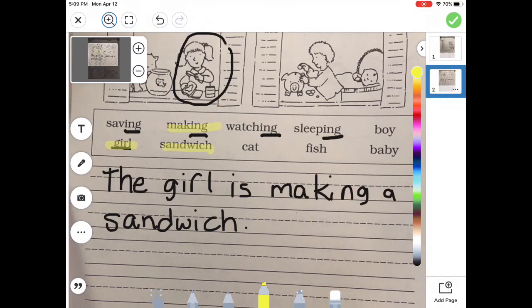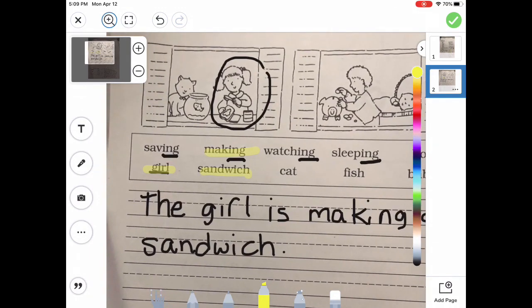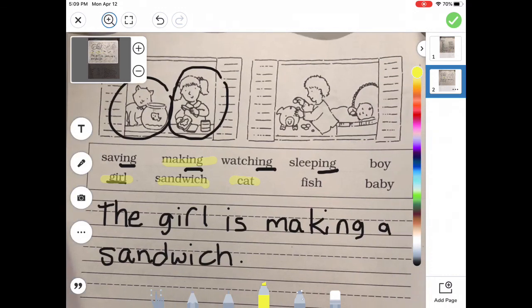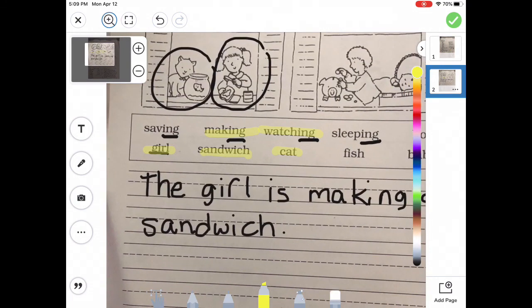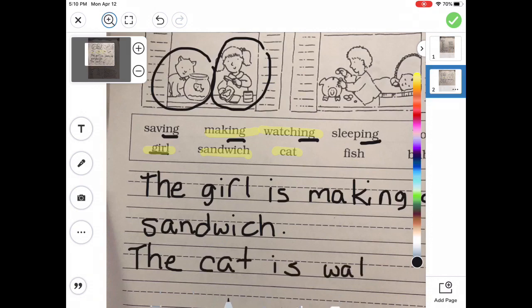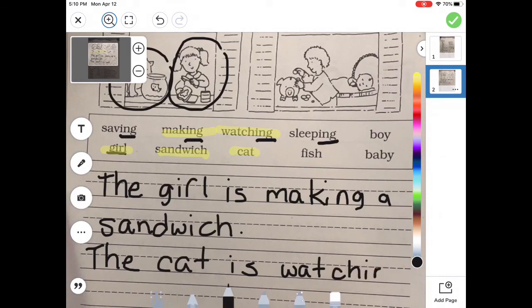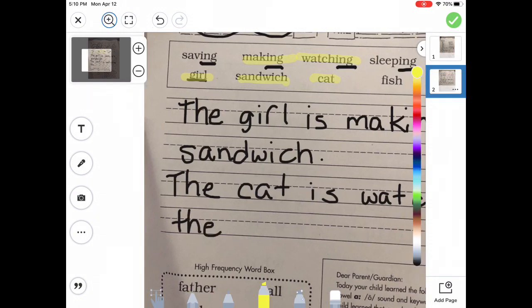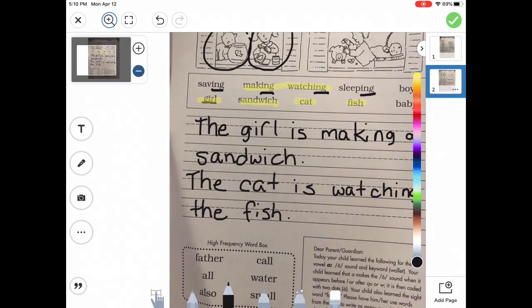Okay? So we're going to try one more, and then I want to see if you guys can make one by yourself. I see my cat over here. Okay, so I can use the word cat. So what is the cat doing? That's right, it's watching. It's watching the fish. So I can say the cat is, and then I can look at watching so I know how to spell it. Watching the, and then my last word, fish. Fish, period.